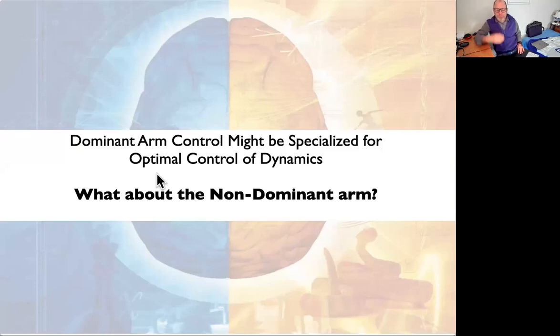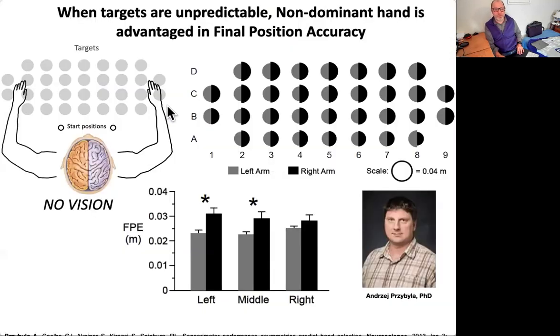So we came to the conclusion that maybe dominant arm control might be specialized for optimal control of dynamics, whatever that means. I mean, the body and the world and taking advantage of them. And we're picturing an objective function and optimization that has terms in it that I'll describe later. But obviously, when we do try to minimize stuff when we plan movements, the terms of our objective function vary with our goals.